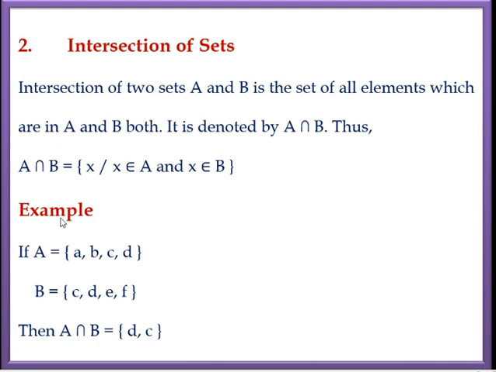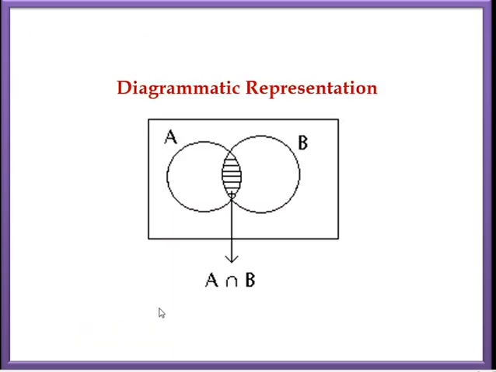Okay. Now, if A is the set {a, b, c, d}, B is {c, d, e, f}, then what is A intersection B? Set of all common elements. Which elements are common? D and C. See, order is immaterial when you list the elements of a set. This is the diagrammatic representation. Shaded region represents A intersection B.